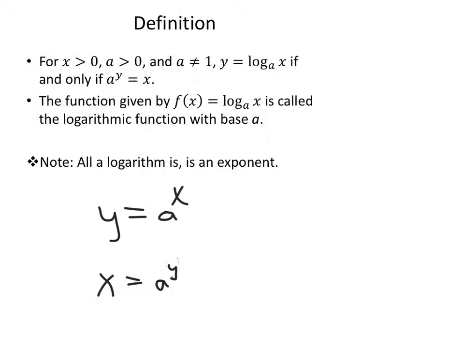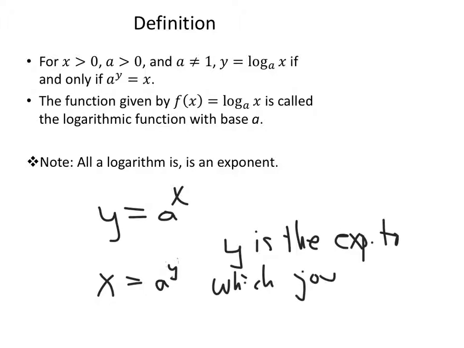X equals a to the y. Well, we had no tools to get the y out of the exponent. And so, defined literally, y is the exponent to which you raise a in order to get x. But that's way too much for a mathematician to continue writing down, so we wrote it in notation.